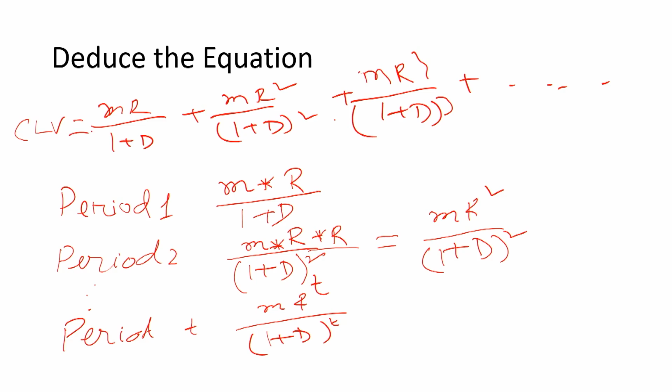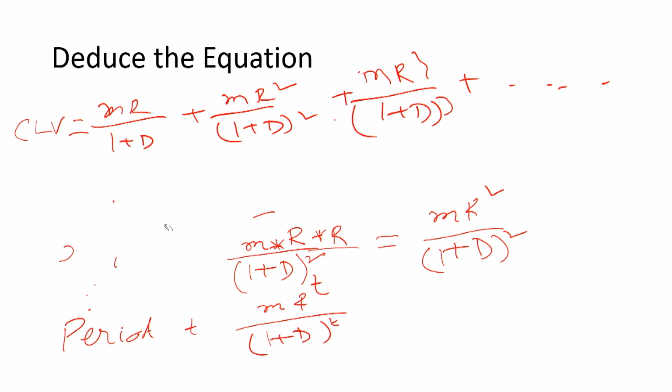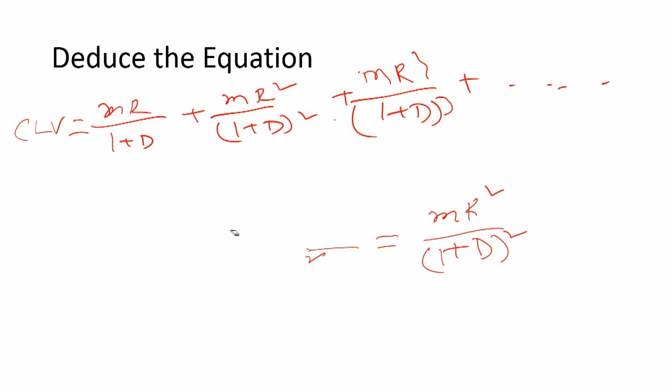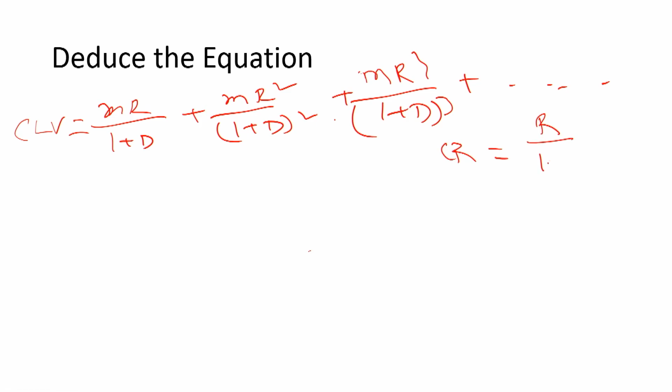If I look at this particular equation, what is it? This is nothing but a geometric series. So, what is the summation of a geometric series? We just need our first term and a common ratio. So, in this case, what is the common ratio? M is common, so it is R divided by 1 plus D.